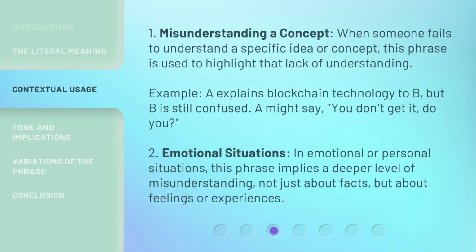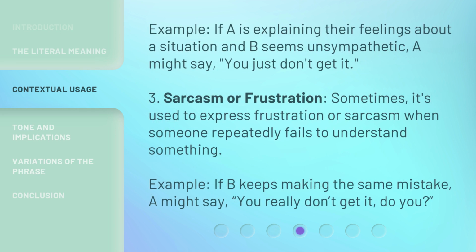2. Emotional situations. In emotional or personal situations, this phrase implies a deeper level of misunderstanding, not just about facts, but about feelings or experiences. Example: if A is explaining their feelings about a situation and B seems unsympathetic, A might say, "You just don't get it."